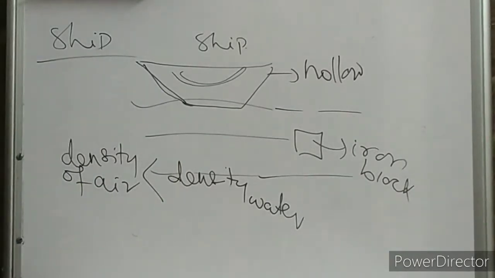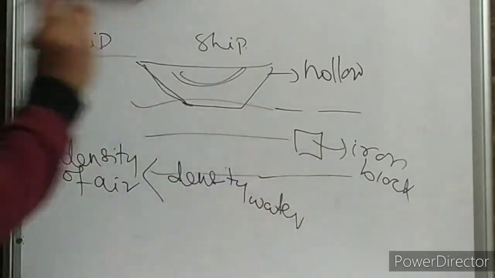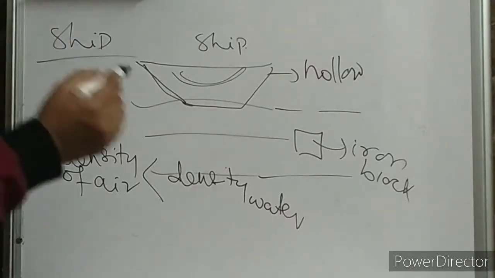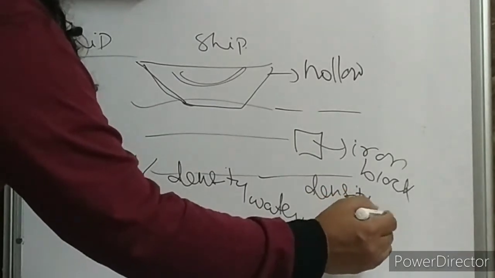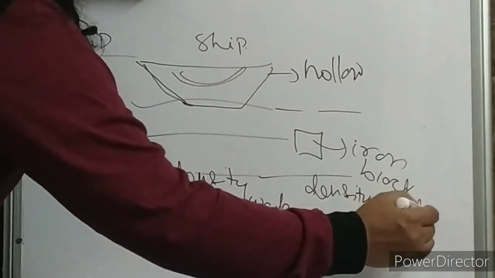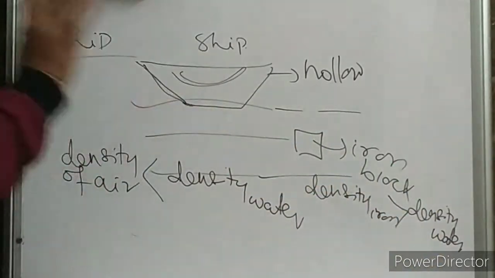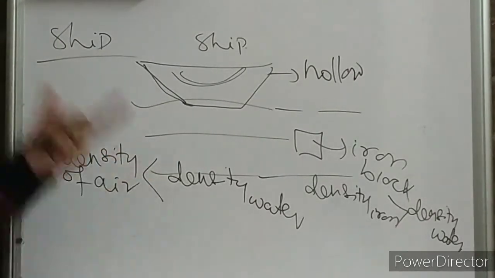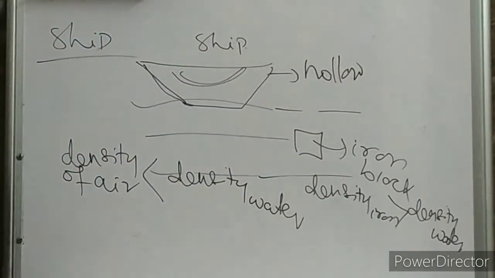Please carefully try to understand. Please focus. In the case of the small iron block, it is completely packed, children. Everywhere there is iron material. And we know the density of iron is much greater than the density of water. That's why it is sinking, and the ship is floating. This is one of the points. Clear? This is the first reason why the ship is floating and why this small iron block is sinking.